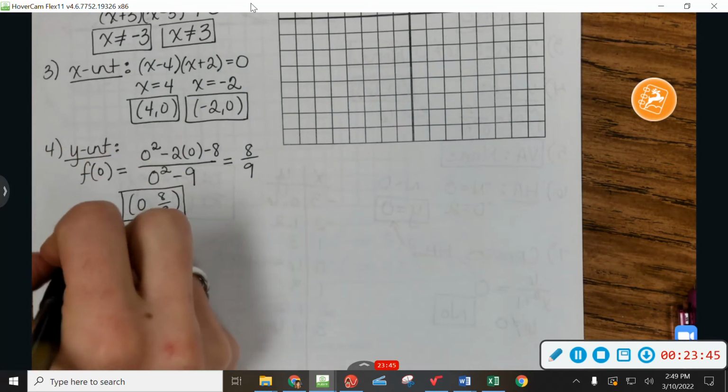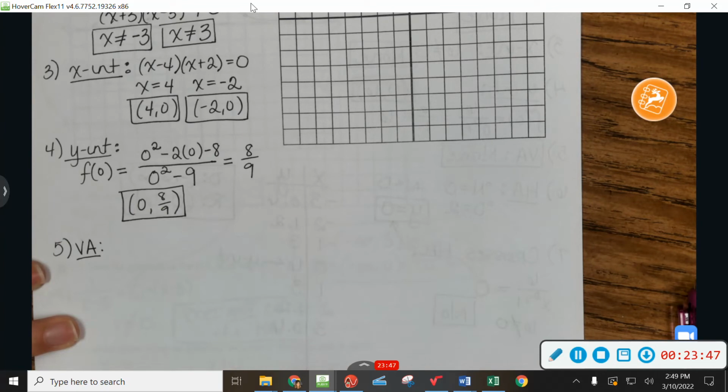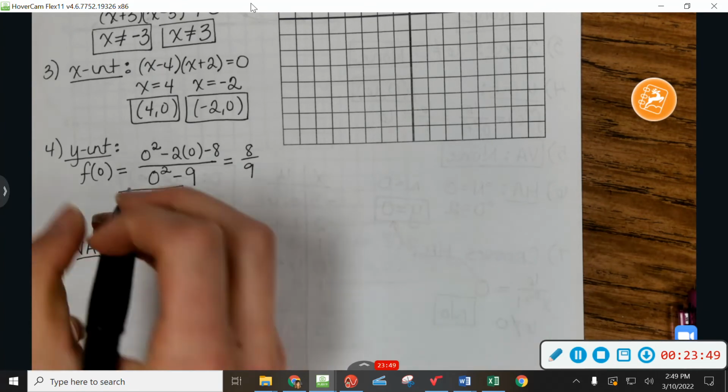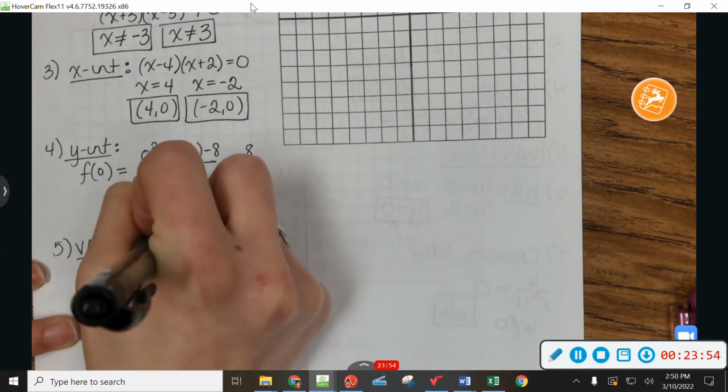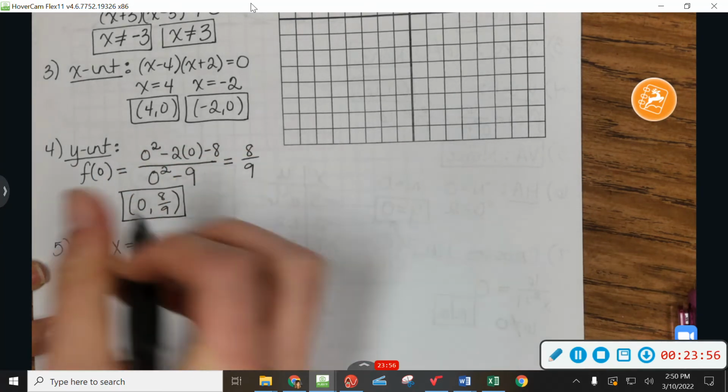So then I'm going to do my vertical asymptote. My restrictions were negative 3 and 3. So that tells me my vertical asymptotes are x equals negative 3 and x equals 3.